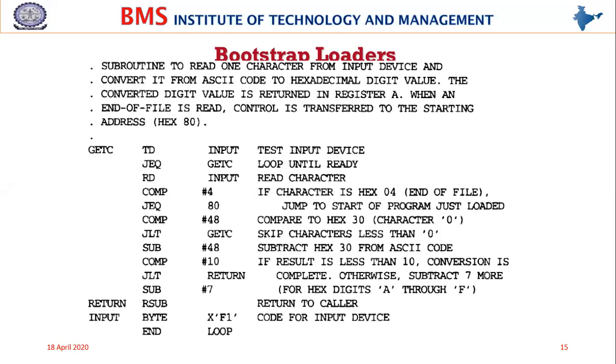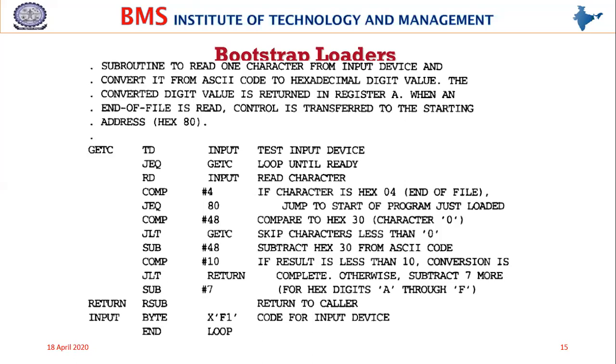So we subtracted #48 from the value, whatever is there in the accumulator, and we compared it with 10. If it is less than, then the value we have read is 1 to 9. Please understand, it is 1 to 9. Your object program is either made up of 1 to 9 or A to F. No other things can be there in your object code because it is not your assembly language program, but it is an object code. It will contain hexadecimal values 1 to 9 or A to F.